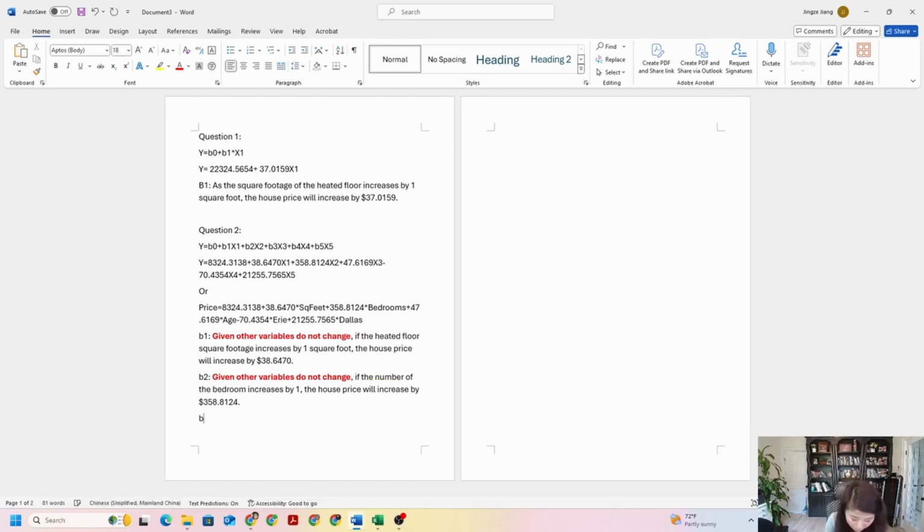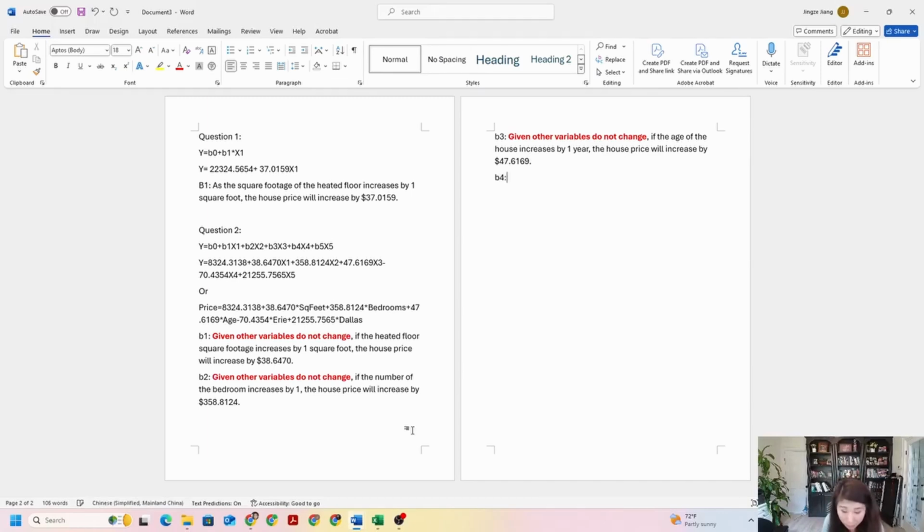Okay, next one, B3. Similarly, the first phrase, you cannot forget. If the age of the house increases by 1 year, the house price will increase. A little bit counterintuitive, right? So the house is older, getting more expensive. But later we're going to look at significance. Maybe this variable actually is not significant. Okay, so this is B3.